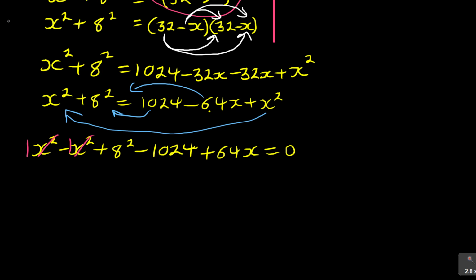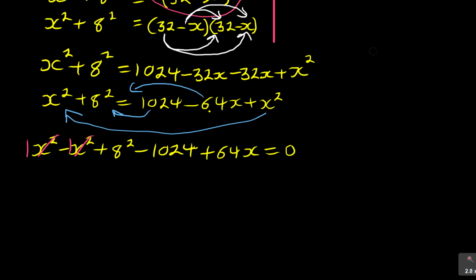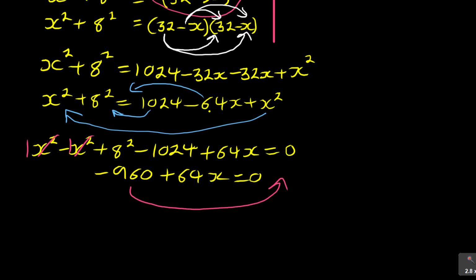Let me see what it will give me. So if I bring in 8 squared, which is 64, minus 1024, it gives me minus 960. So I have here minus 960 plus 64x is equal to 0. See, now that's why I'm saying it was not necessary to bring this. I must take it back there. It was not necessary.